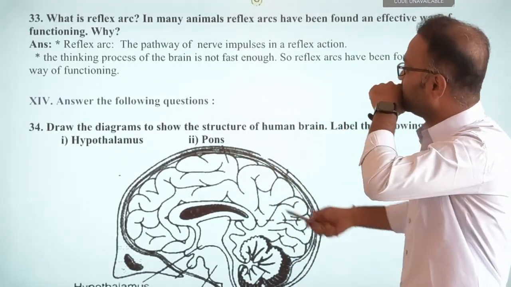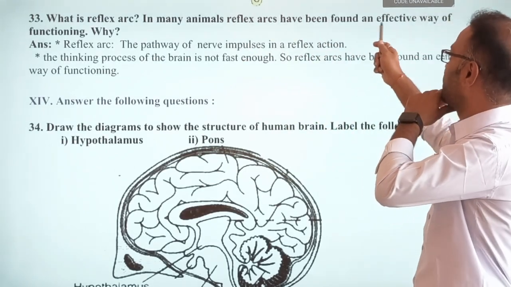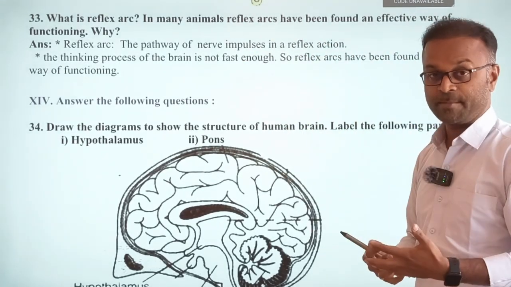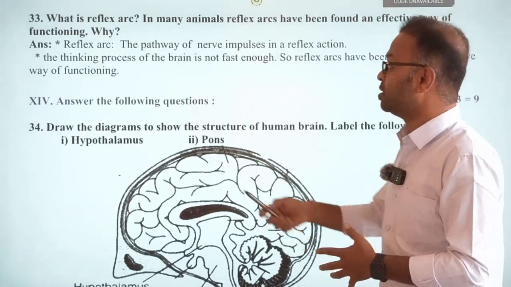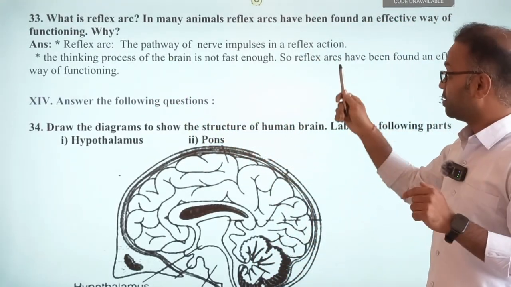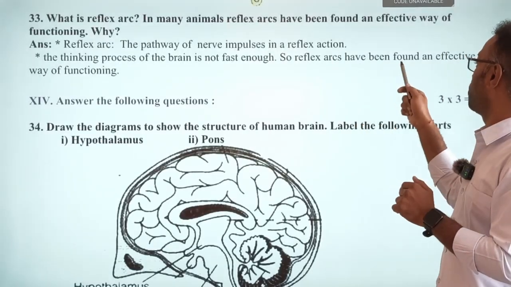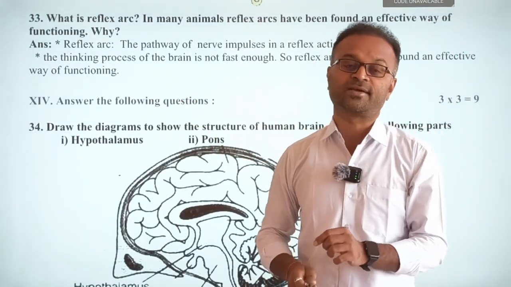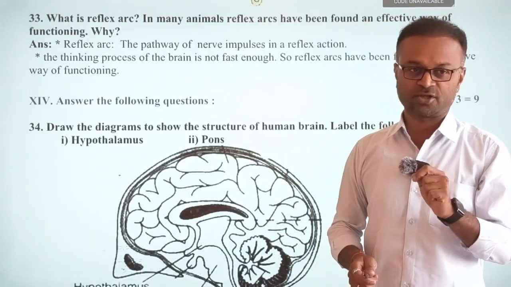Okay, and in many animals, reflex arcs have been found an effective way of functioning. Yes, reflex arc is helping in emergency situations when you are getting hurt and all. So the thinking process of the brain is not fast enough. So reflex arc has been found an effective way of functioning, because here the spinal cord is taking the decision during the emergency situations and all.